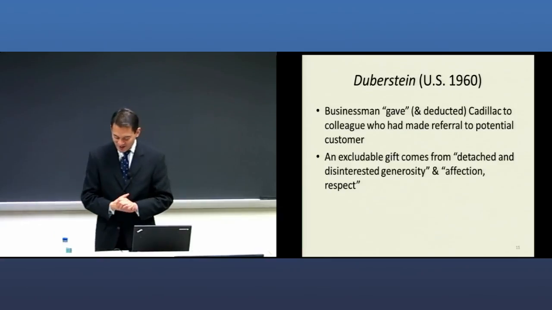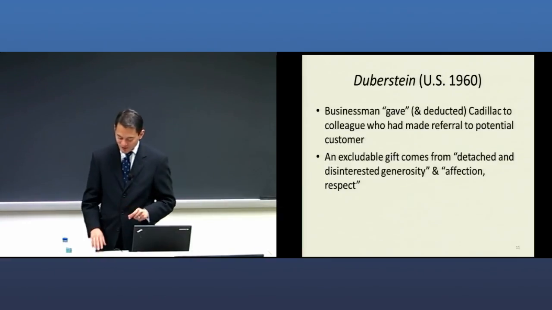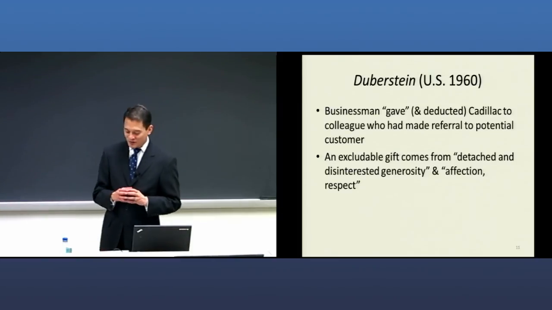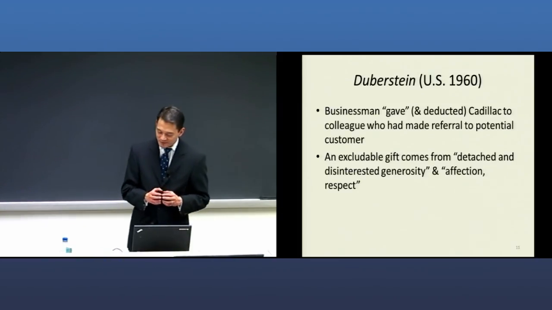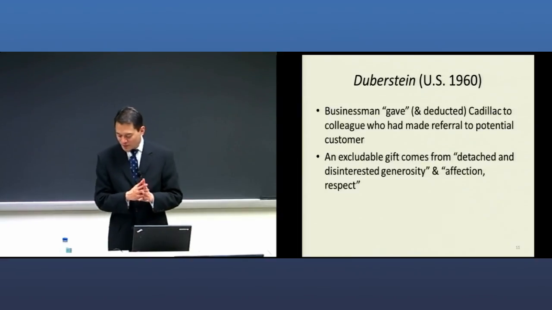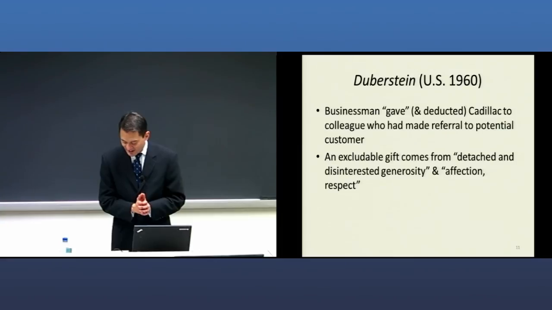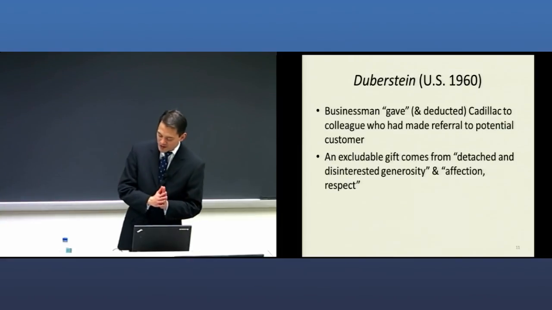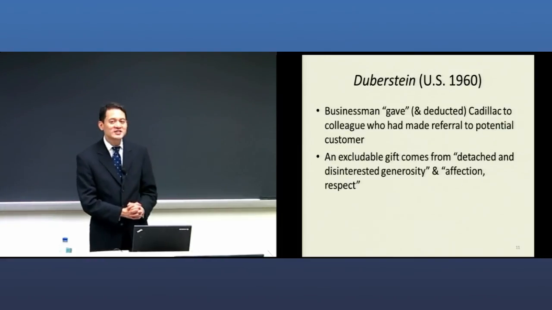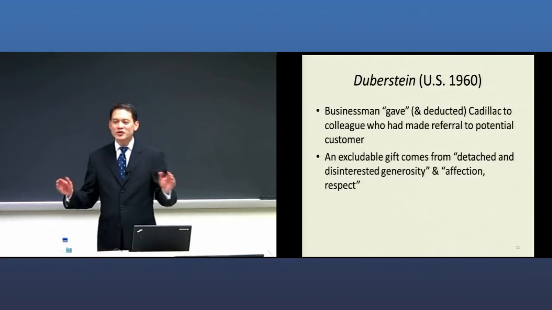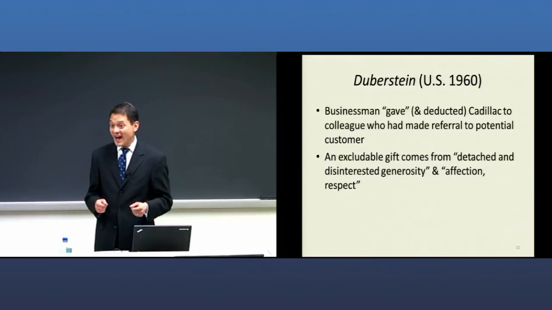And the question was whether it would be excluded from income. So this is where the Supreme Court told us that the gift that the tax code is excluding is that which proceeds from detached and disinterested generosity. And the relationship between business colleagues is not that.